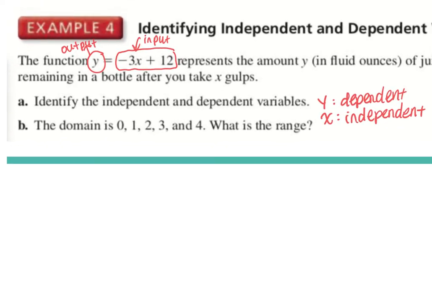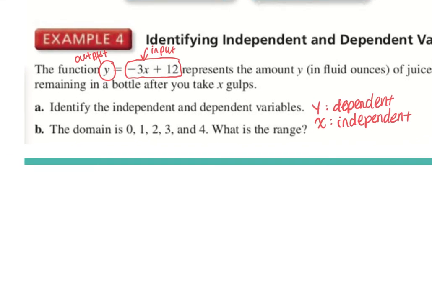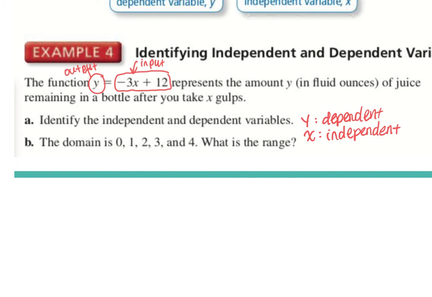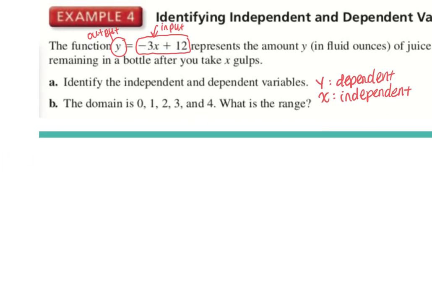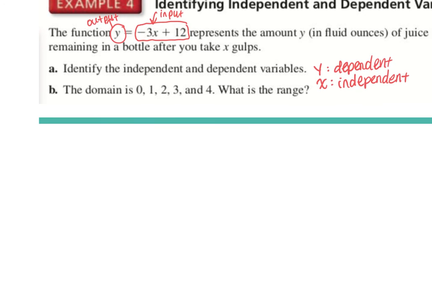Okay, now we are given the domain. In other words, we're given the values for x, and we have to figure out what the range is going to be. So what we're going to do is take this domain and find out what each of the y values are at that domain. So we're going to figure out, when x equals 0, what is y? Well, y is going to be -3 times 0 plus 12. So y equals 0 plus 12, y equals 12. So our range starts at 12.